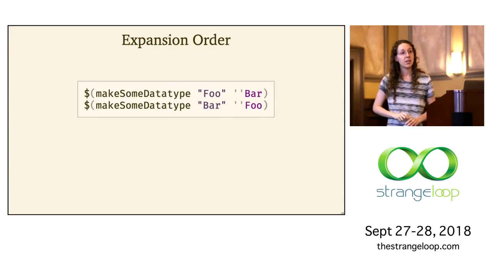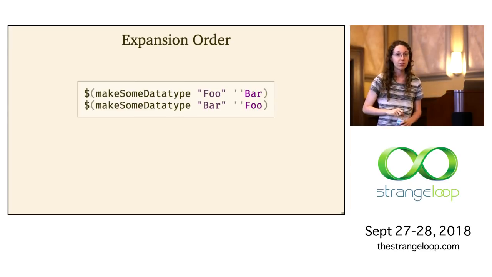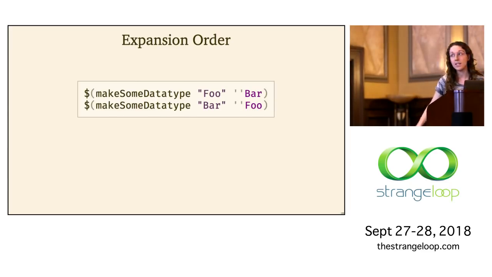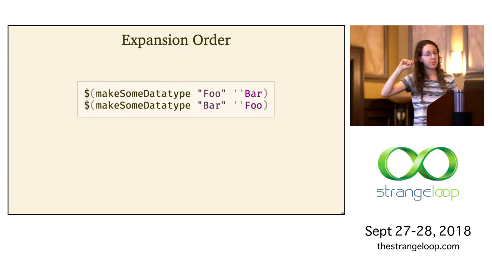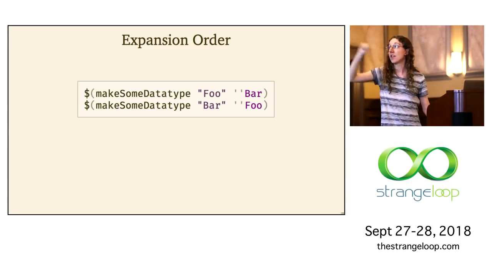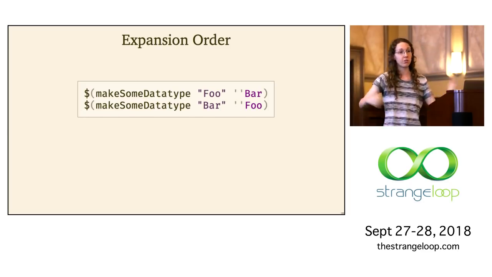It turns out that Template Haskell also imposes various constraints on expansion orders. So basically what happens is when you have two splices at the top level of a program, imagine make-data-type is some function that defines a data type that has a field of the second argument here. So we're defining a data type called foo that holds a bar, and a data type called bar that holds a foo.